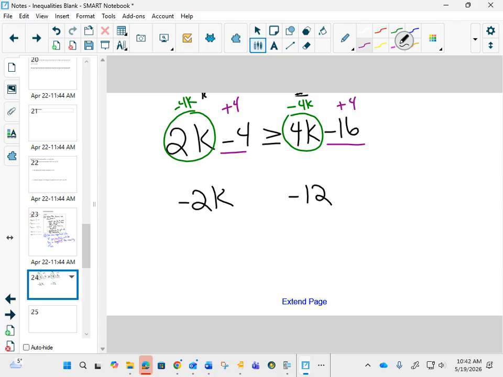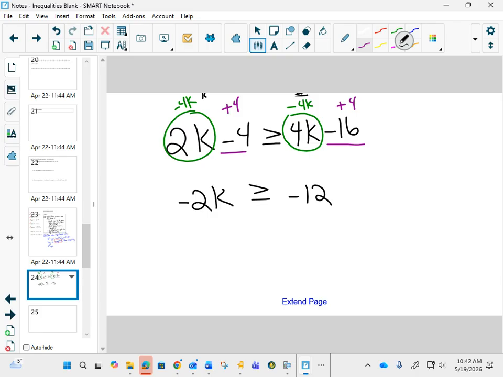Does my inequality change? No, because I just added and subtracted. The sign only flips if we multiply or divide by a negative. So that sign stays the same.